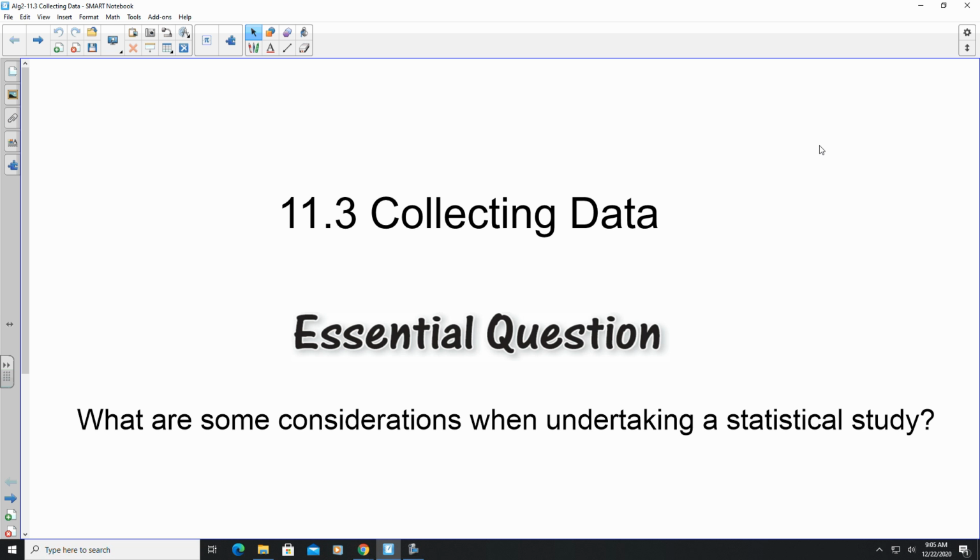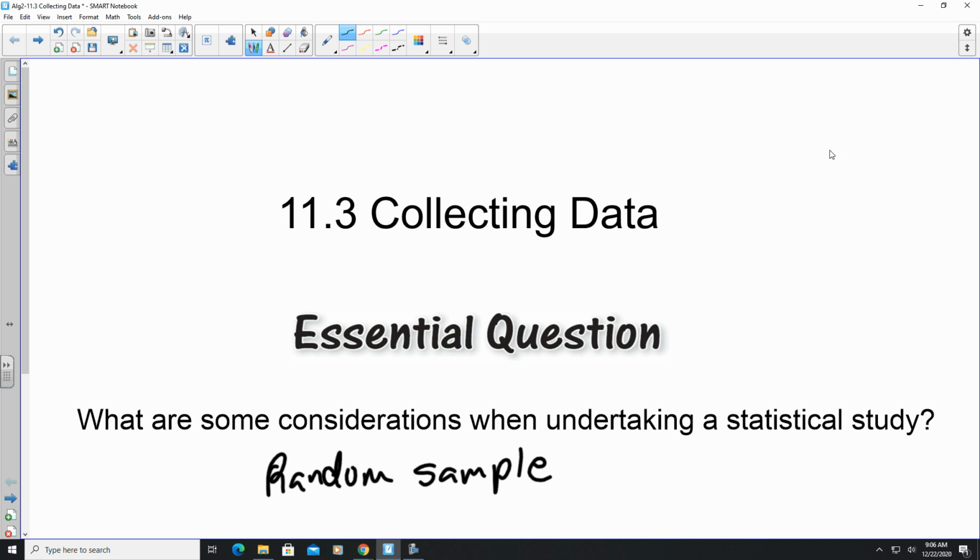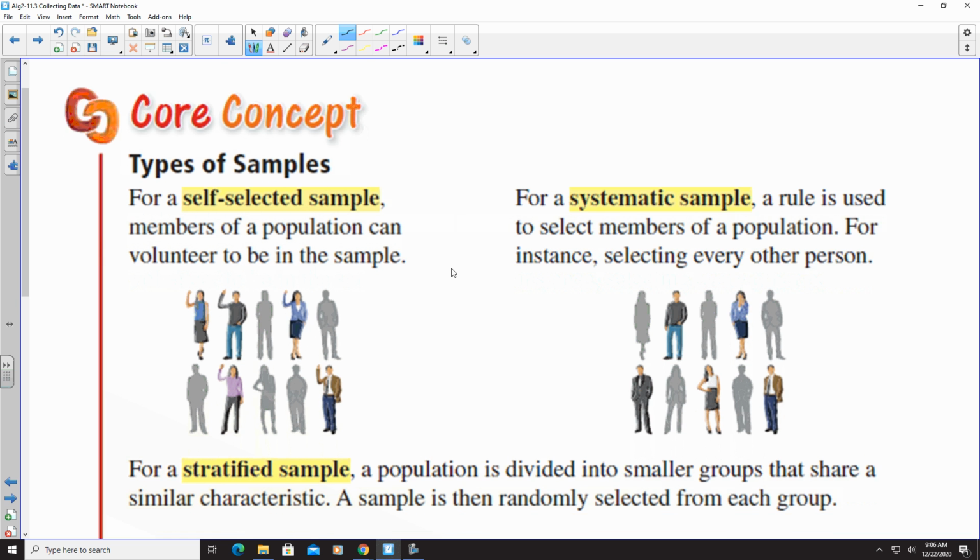The preferred way of collecting a sample is to try to make it as random of a sample as possible. So each member of a population has equal chance of being selected. There are many different methods for selecting a sample, and there are advantages and disadvantages for these types of samples. So here are some types of samples.